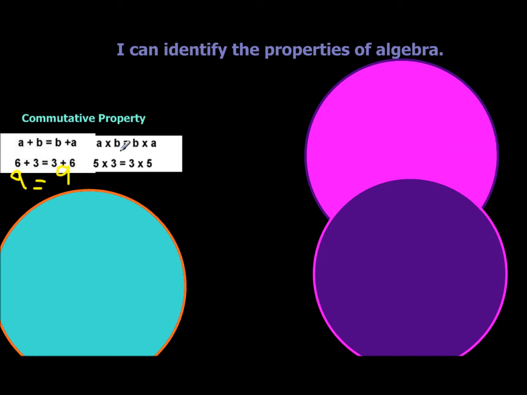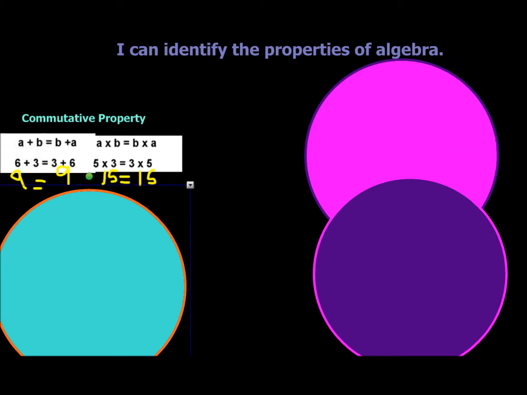A times B is equal to B times A. So 5 times 3, 15. And if you switch the order, 3 times 5, still 15. Oh, thank you, Granny. That makes a lot of sense. Do you think that you could share another one of the properties with us?